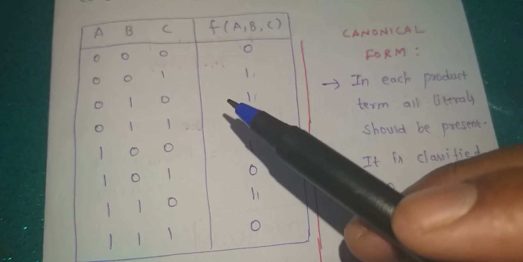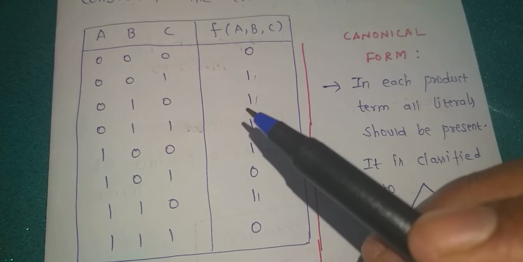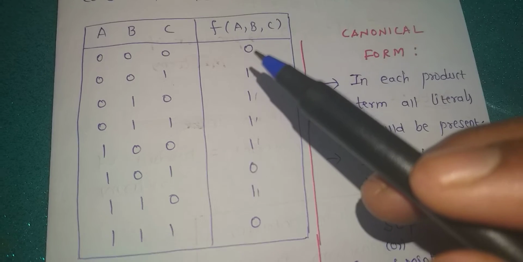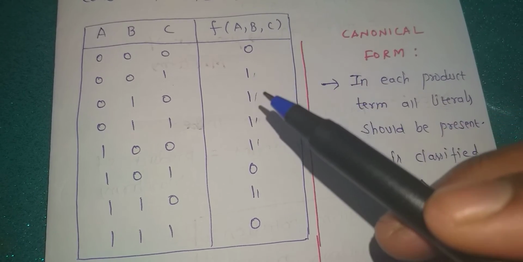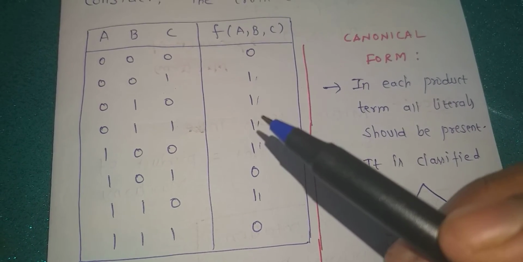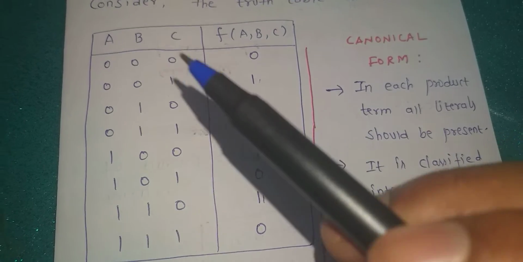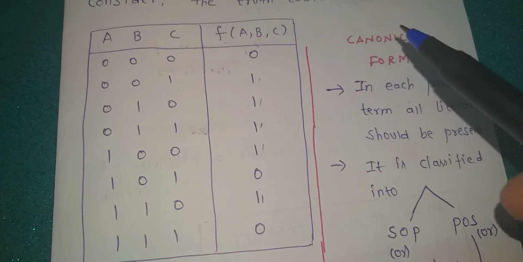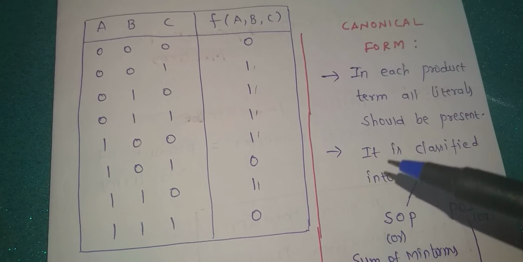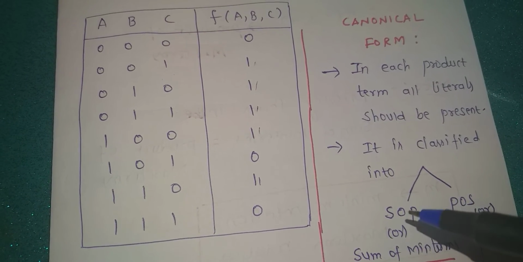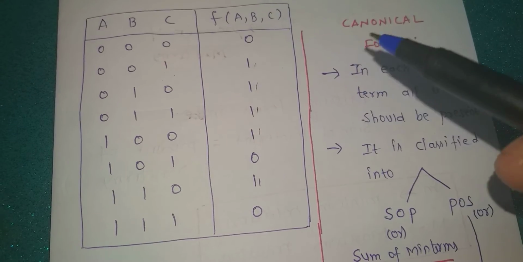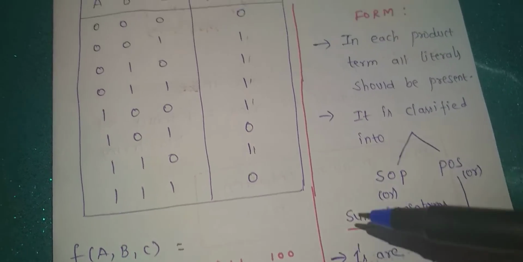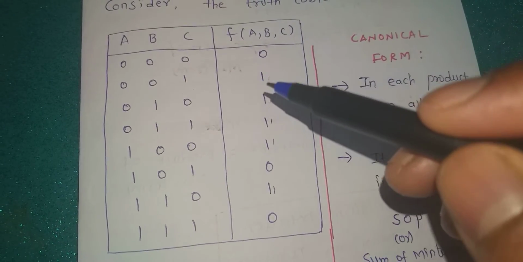It is not mandatory to use this table itself. Just for your understanding, I am going to consider this table. If you want, you can take any truth table. First of all, I am going to discuss canonical form, especially sum of min terms and sum of products. We know that in canonical form, ones are considered. Therefore, I am going to consider ones here.